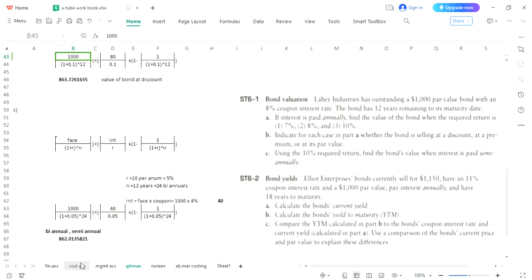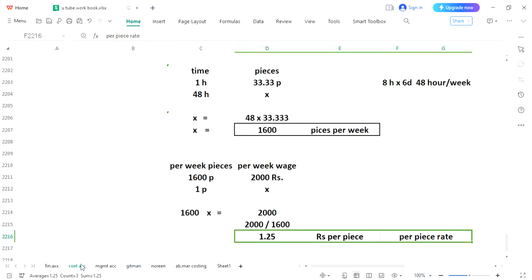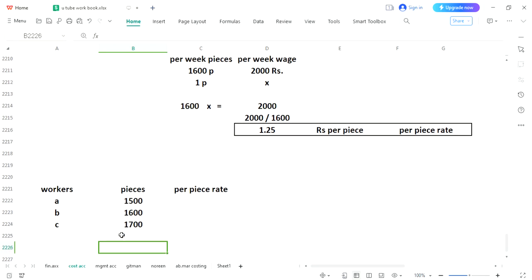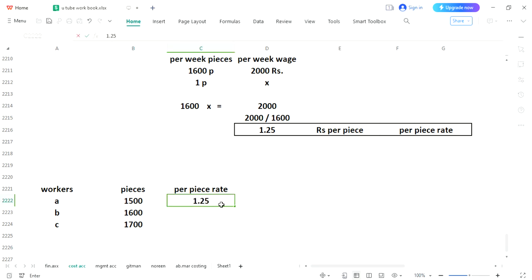Okay, actually we were doing cost. Now this working would be helpful for calculation of the amount. Per piece rate we have calculated as 1.25. This will be common for all the workers. So here we have our calculation. Now we can calculate wages.